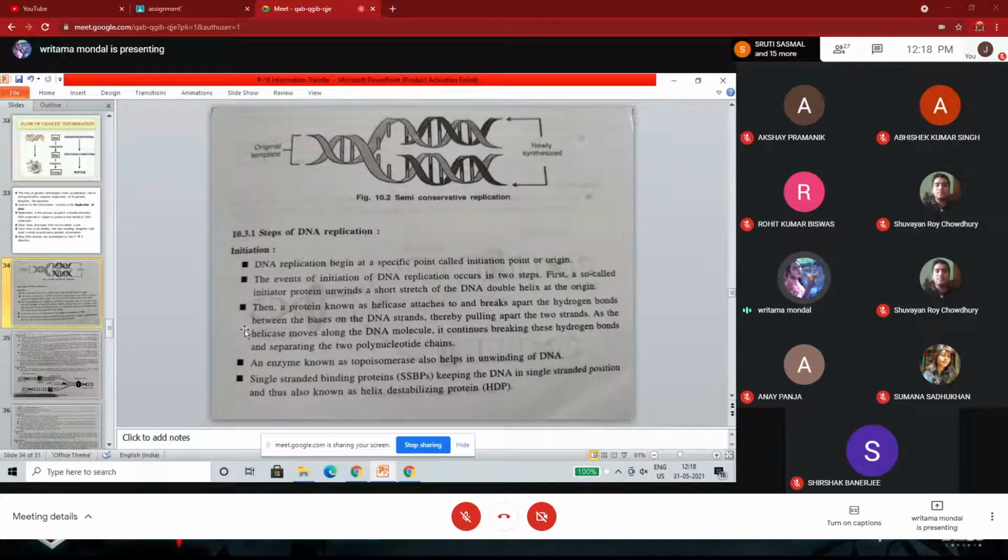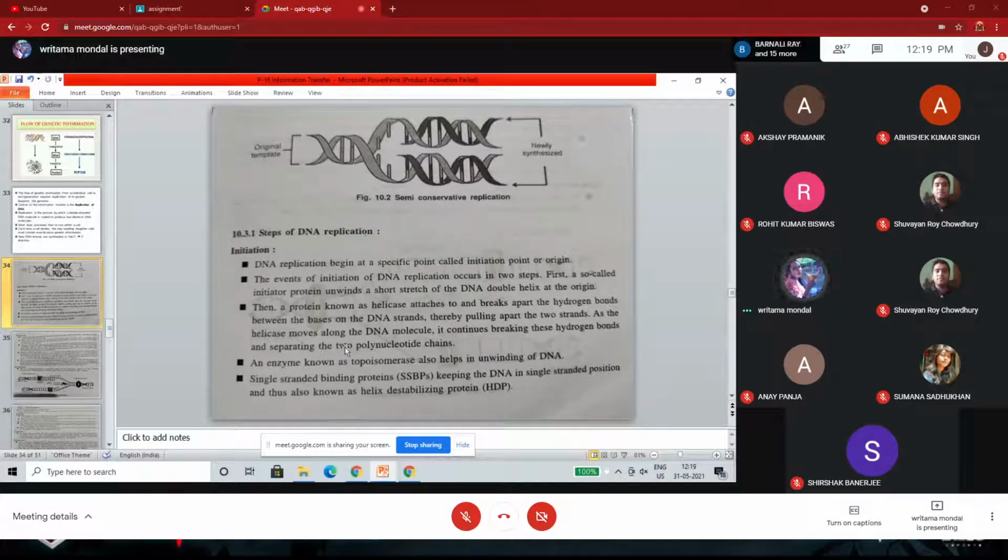Thereby pulling apart, so what is done? Helicase attaches to the origin and breaks apart the hydrogen bonds between the bases of DNA strands. Thereby, it pulls the two strands apart. As the helicase moves along the DNA molecule, it continues breaking these hydrogen bonds and spreading the two polynucleotide chains, separating. It moves along the 5' to 3' direction.